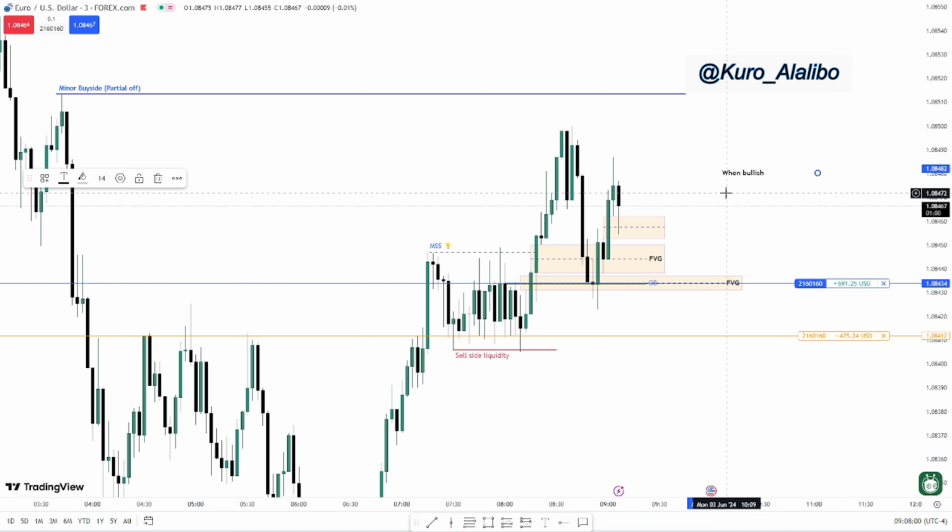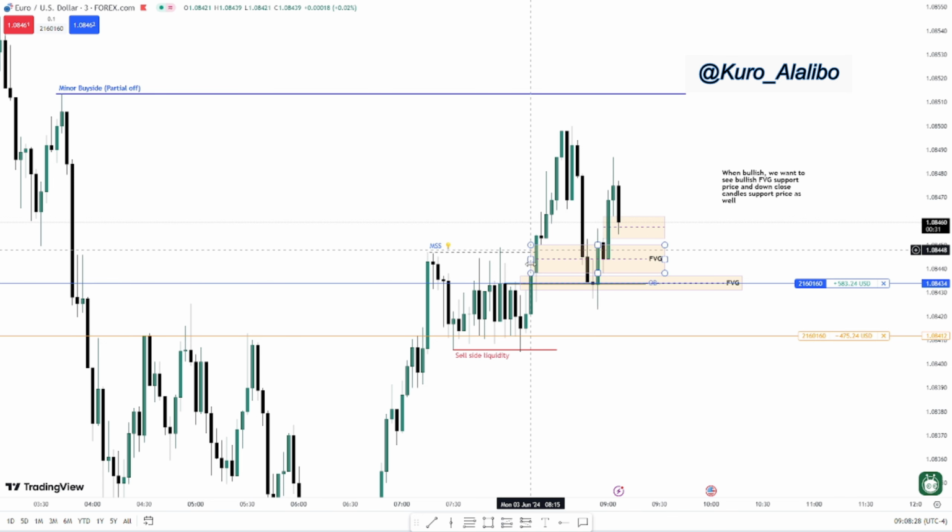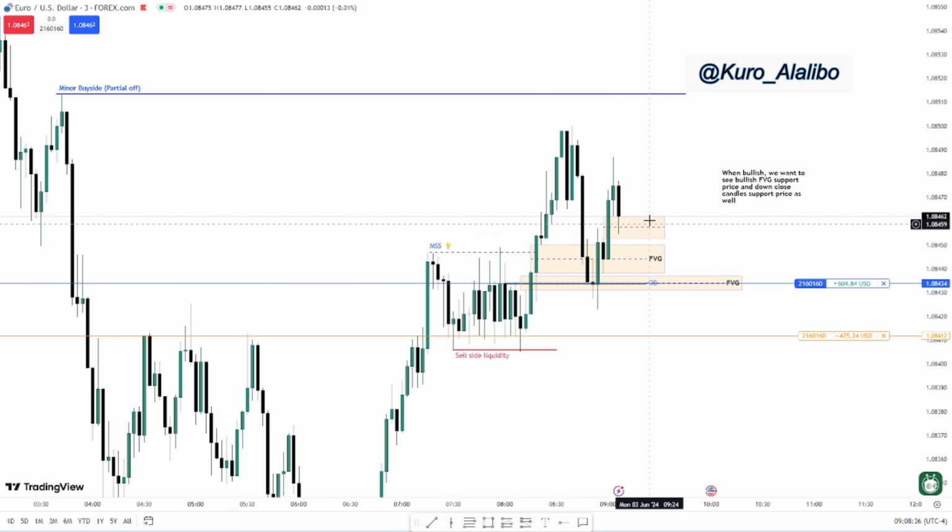When bullish, we want to see bullish fair value gaps support price, and down close candles support price as well. So when bullish, I'm expecting higher prices. Any form of one way up movement, a bullish fair value gap, it should support price, like what this did here and this one here, and now this fair value gap we are currently inside of.